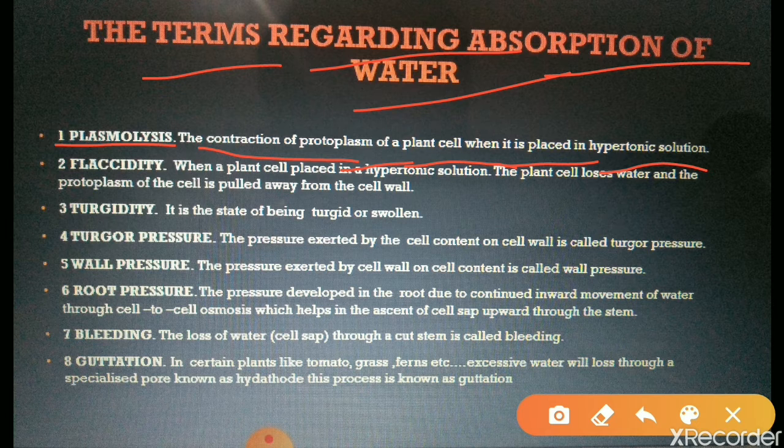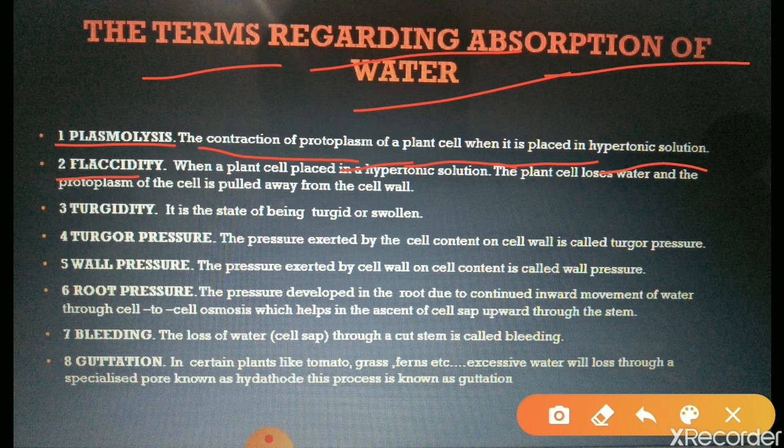So when we keep a cell in a hypertonic solution, what will happen? Contraction of protoplasm will take place. What is protoplasm? Protoplasm is the entire living content of the cell, including cytoplasm and nucleus. The protoplasm will contract when we keep a cell in a hypertonic solution. That condition, or that phenomenon, we call plasmolysis. By plasmolysis, a cell will shrink.